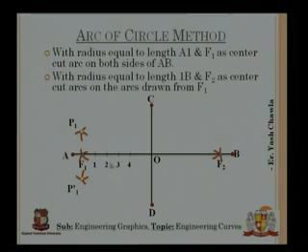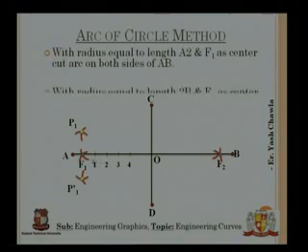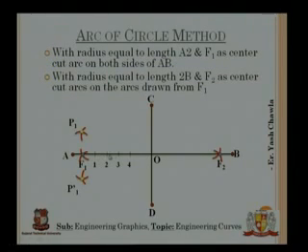Now I repeat the same thing for 2. How am I going to do that? I'm going to take the radius as A2, put my center as F1, cut arc here, then 2 to B will be my radius, F2 will be the center, cut arcs on the arcs and name them P2 and P-2.